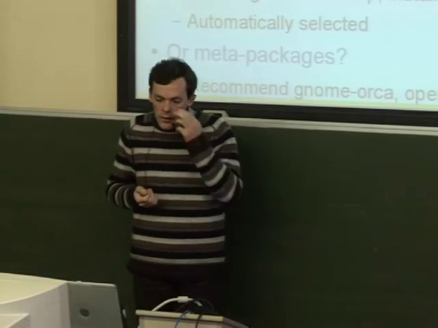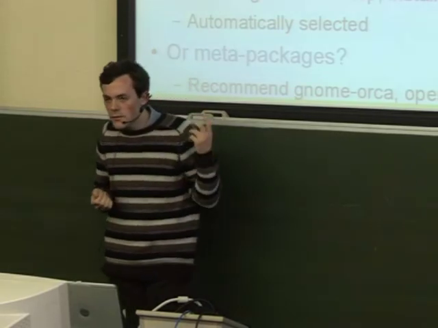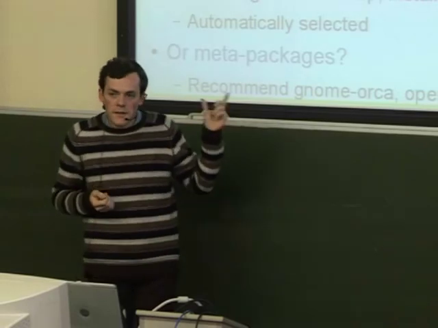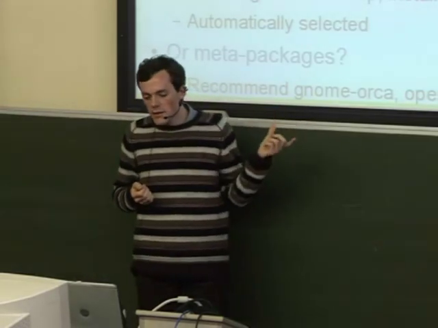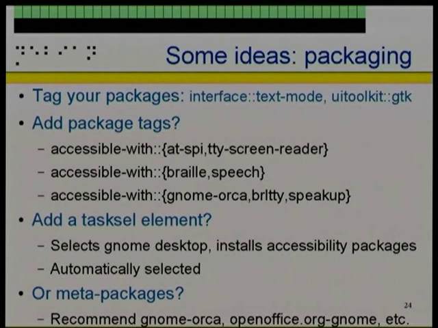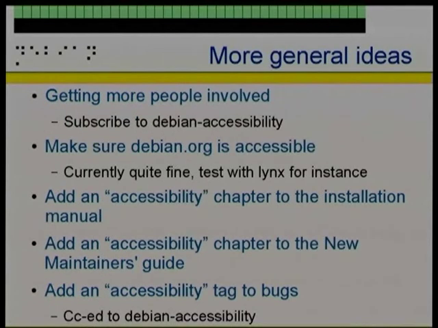Even further, we could ask for a task element in the Debian installer that would automatically select the accessibility packages and tune the little stupid parameters that help accessibility. Or even a meta package; this has to be discussed. We'll see. More generally, not only packaging, please subscribe to Debian Accessibility. If you are interested, please join, please help. A lot of help is needed.